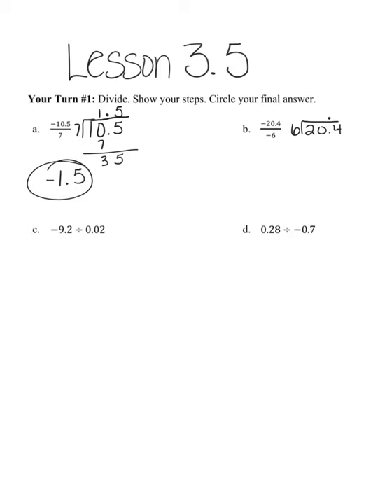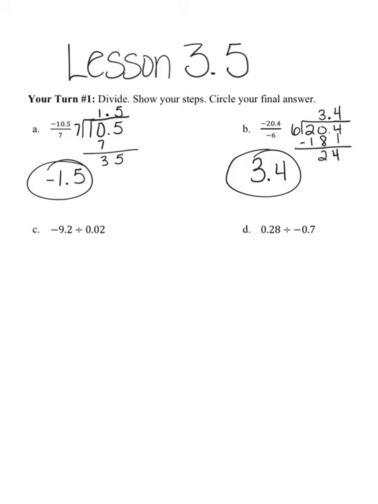6 goes into 20 3 times, which is 18. 20 minus 18 is 2. I'm going to bring down the 4, and 6 goes into 24 4 times. So I've got 3.4, and now I'm going to look at my original problem, and I see here that I've got a negative divided by a negative. And I know a negative divided by a negative is a positive. So my final answer here is a positive 3.4.